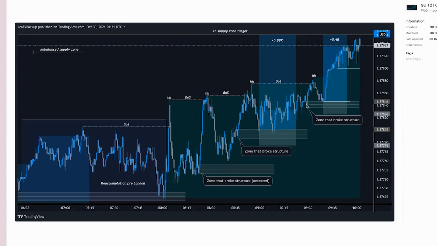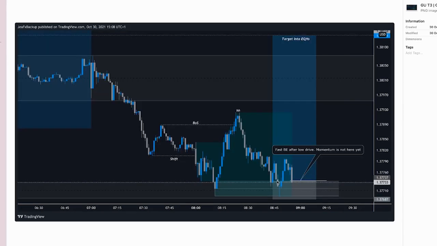And this one as well, we went and entered here, but I also went and cleared the low of this doji candle, just to make sure if the market wicks beneath, until we break structure, we remain valid in the trade.